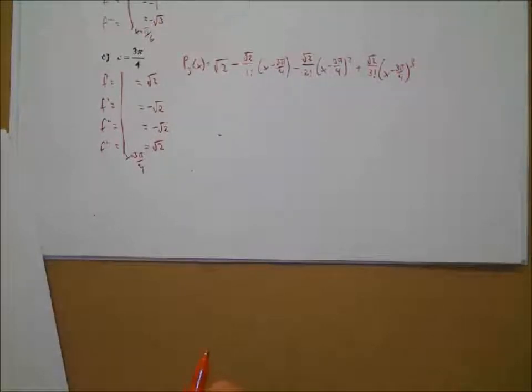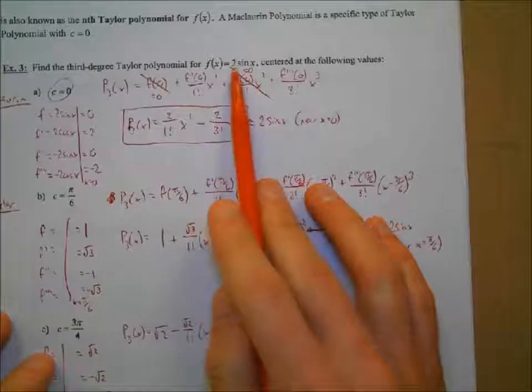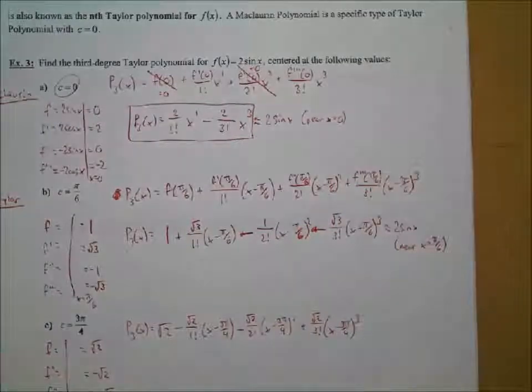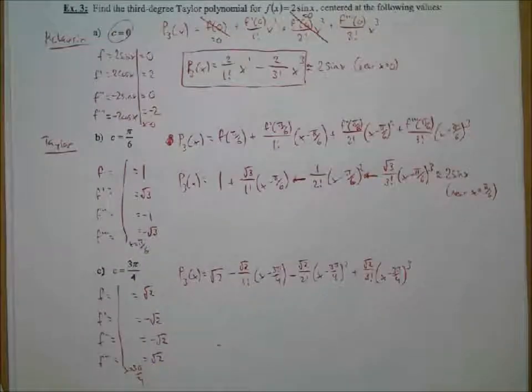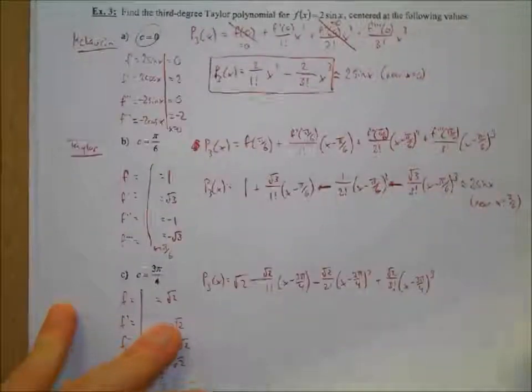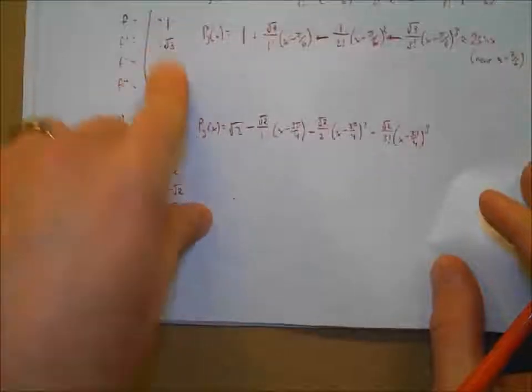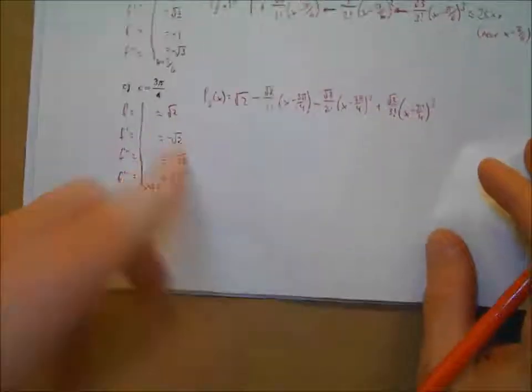Okay. Now, granted, again, this function we were talking about here, 2 sine of x, is a transformation of just sine of x. So we could have just done the Taylor polynomial for sine of x, centered at 3 pi over 4, pi over 6, or 0, and we could have just multiplied our final answer by 2, and that would have worked as well, okay? But in this case, it kind of works out a little bit nicer when we multiply by 2 first, because then it gets rid of the fractions, like root 3 over 2 becomes root 3, root 2 over 2 becomes root 2, so it makes it a little bit nicer.